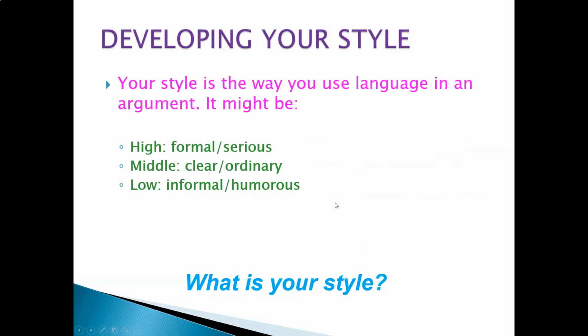Now, I am going to discuss style in a general way, of what it even means. So just a general definition, style is the way you use language, in particular in an argument. So there's three types of categories to determine somebody's style. Number one, we have the high style. This is the very formal way of writing. This is usually for serious topics. Obviously, if you're going to write about the death penalty, you are probably going to use the high style.